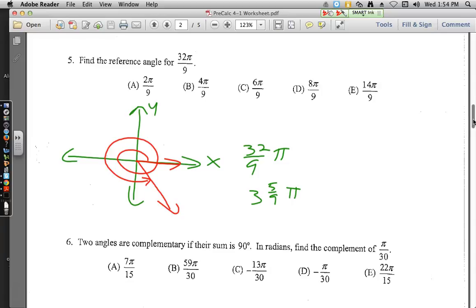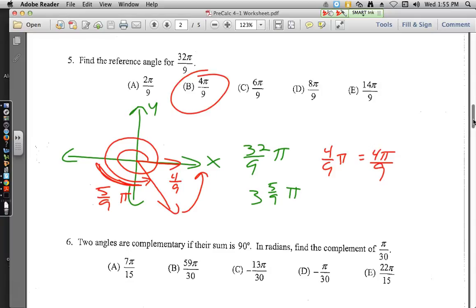So now I realize this piece that I just had right here, that was 5 ninths of pi. And I want to get it all the way back up here to a complete pi. So if this was 5 ninths, if I want to figure out what's missing, I could take 1 minus 5 ninths, which is going to give me 4 ninths. And 4 ninths pi, we can rewrite as 4 pi over 9. So 4 pi over 9 is answer B.